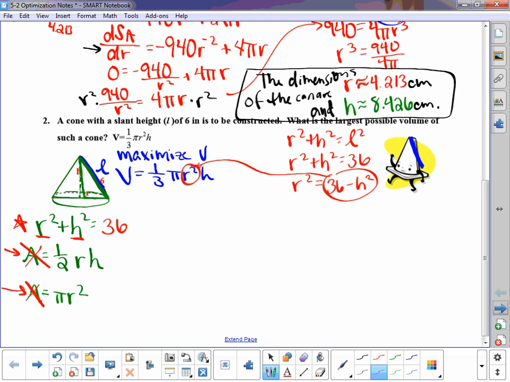Alright, so let's go ahead and do it. So my volume is 1/3 pi r squared, which is 36 minus h squared. Be careful you don't put an extra squared up here. This is r squared we're substituting for, not r, so we don't need squared up there.